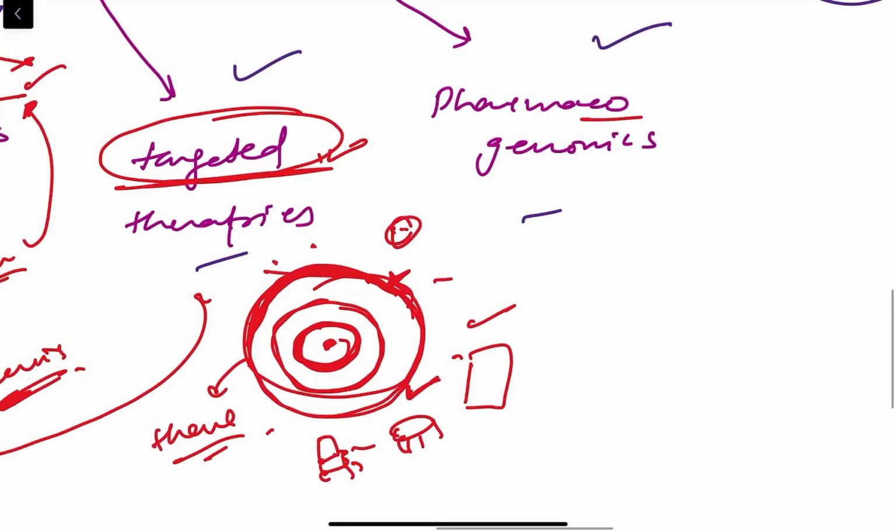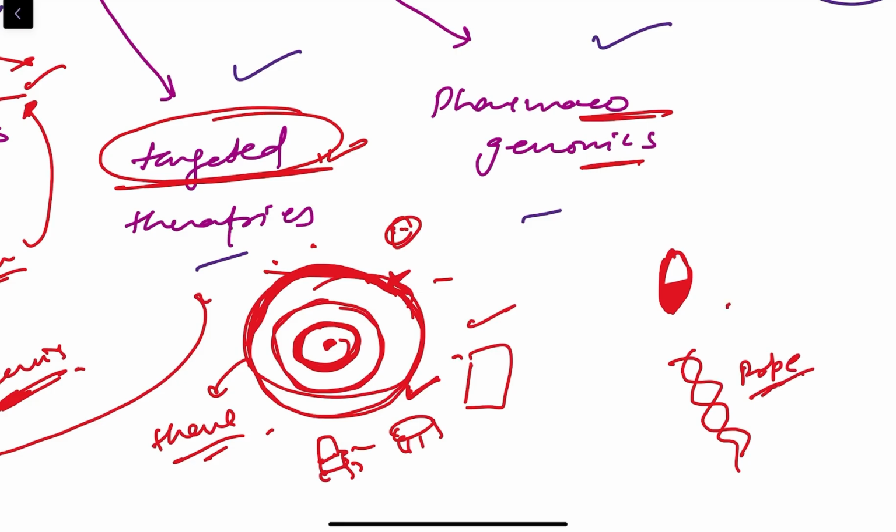Then comes your pharmacogenomics. Whenever I think of pharma or genomics, what comes to my mind? With pharma comes a tablet. Okay, this is something very simple and straightforward, a tablet. And with genomic comes gene. That is your DNA, right? DNA is like a rope. A rope is also intertwined like this, and DNA is also intertwined like this, right?